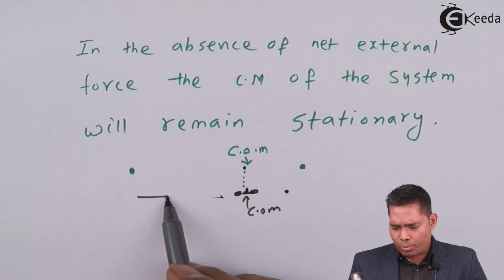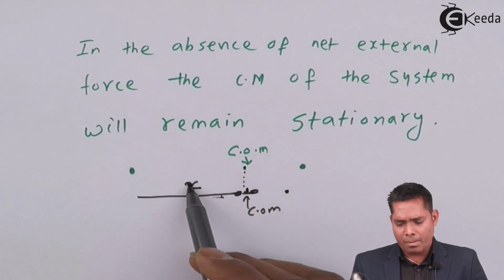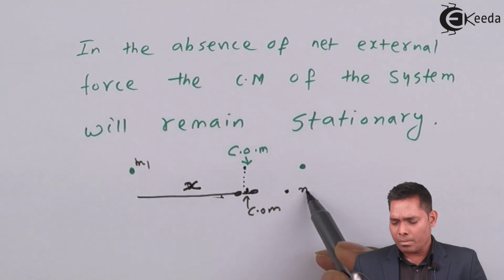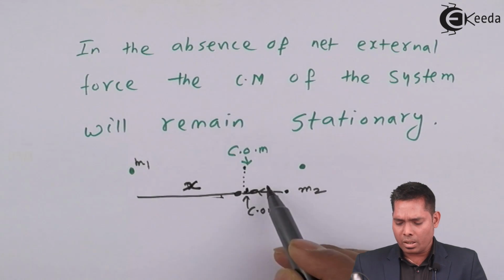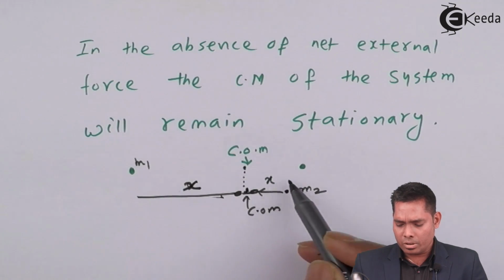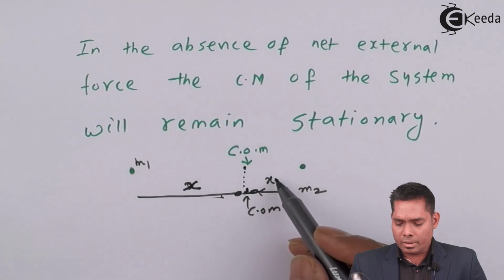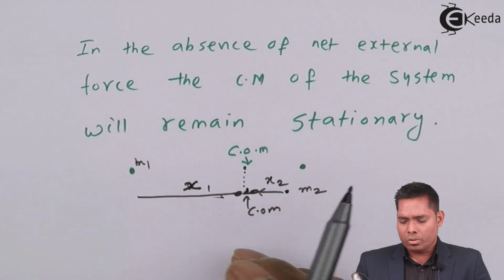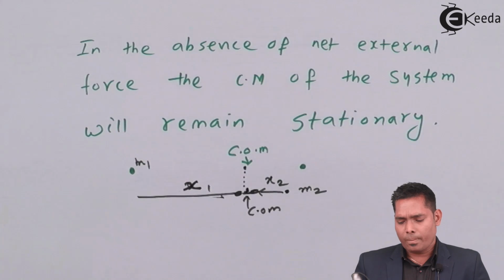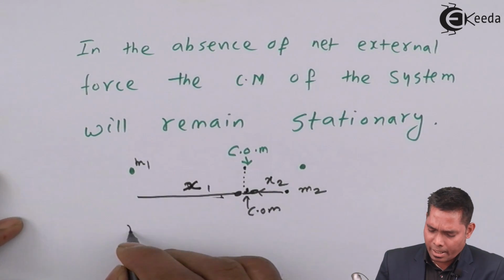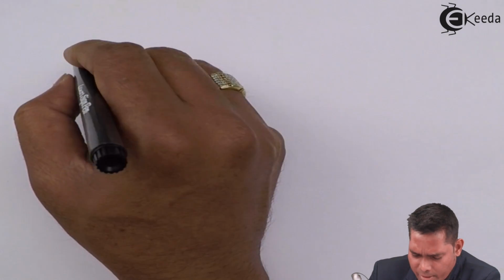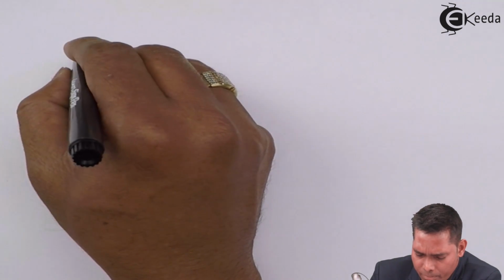So how much distance does this move? Suppose the first mass m1 moves by a distance x1 and the second mass m2 moves by a distance x2. So this is m1 x1, this is m2 x2. So you can use the equation m1 x1 must be equal to m2 x2, because the center of mass is at rest.